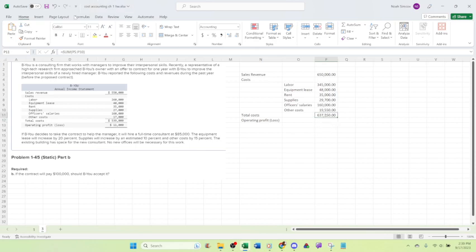So then we need to calculate the operating profit loss equals this minus this. Their operating profit will actually increase, so therefore they should accept.